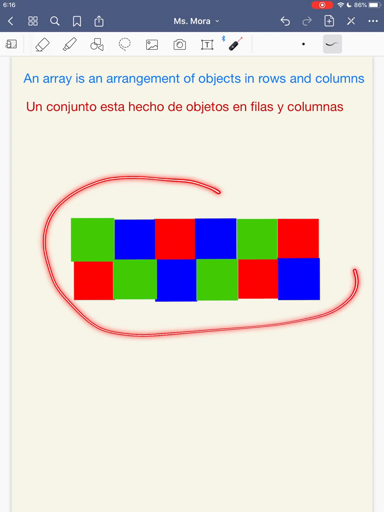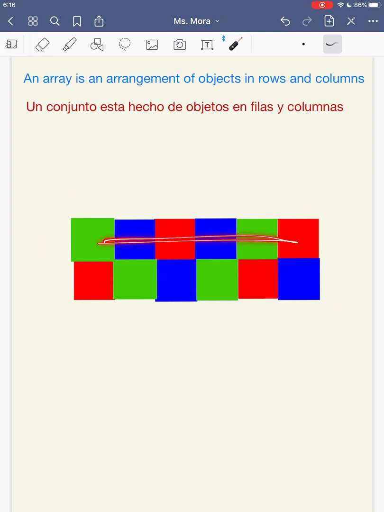So, este es mi conjunto, y las filas van atravesadas. Aquí tengo dos filas, y las columnas van de arriba a abajo. Estas son mis filas, okay? Y no hay espacios entre mis cuadros, okay?